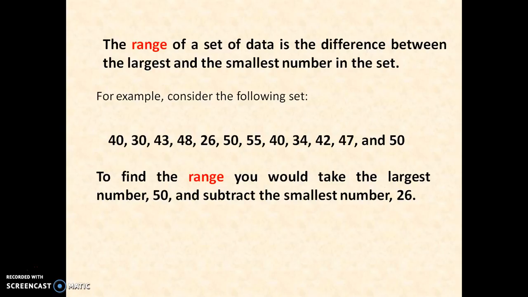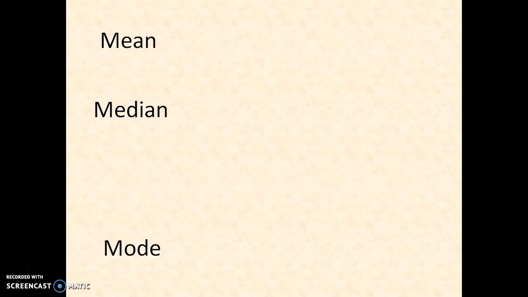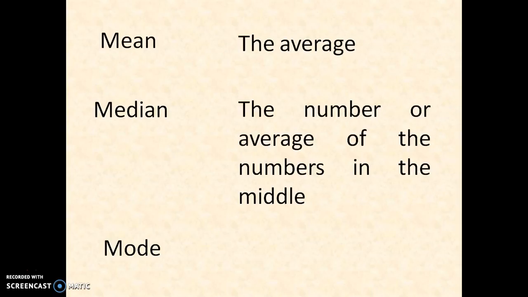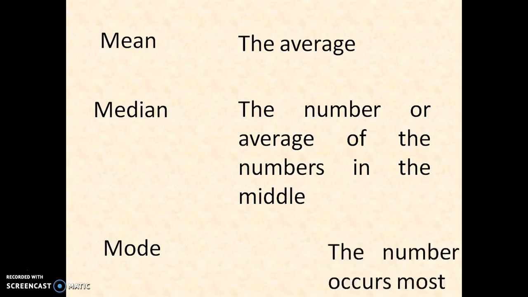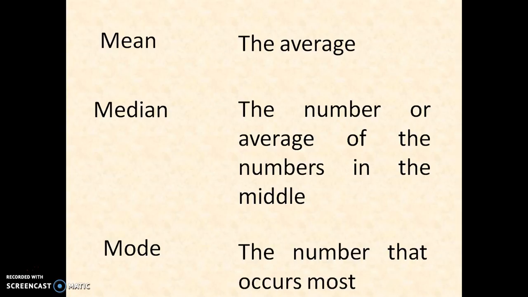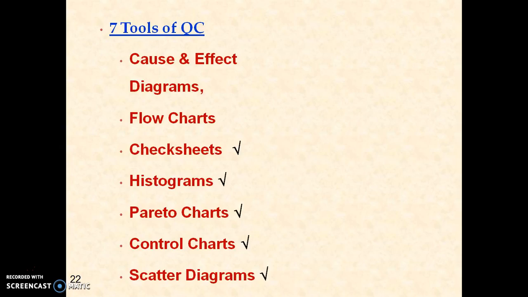So the difference is nothing but the range. The range of the values spread over is from 26 to 55, so the range is 29. What we understood here is that mean is the average, median is the number in the middle, and the number that occurs most is the mode.